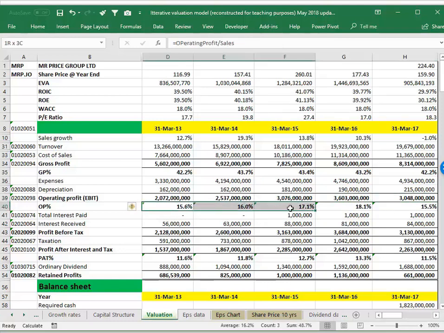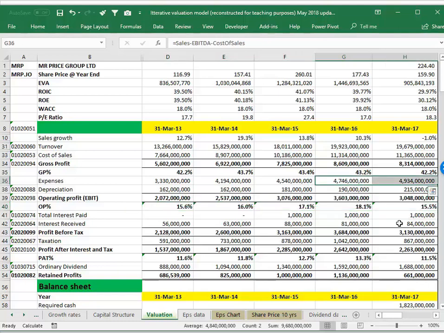And we can see this decline in their operating profit percentage. It's growing nicely up until 2016, and it goes down to 15.5% in 2017. And obviously what happened is they had some increased expenses coming into the system, and these were not matched by the probably expected increase in sales. So that's resulted in that decline in profitability.